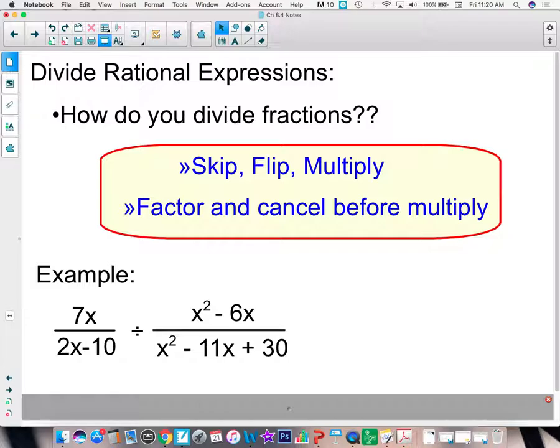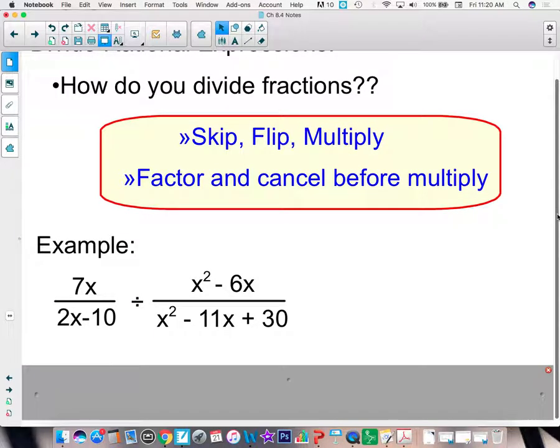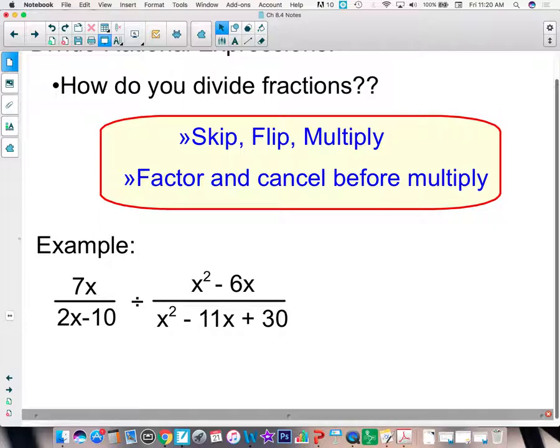That's the first one. We'll do this one together, then I'll have you guys do one by yourself. Okay, so what's the first step? What'd you guys write down first? Skip, flip, multiply. So I'm going to rewrite it with the other one flipped around. And like I said before, you can factor first if you want to and then flip it. You'd be better off writing some of your work rather than writing down the problem.